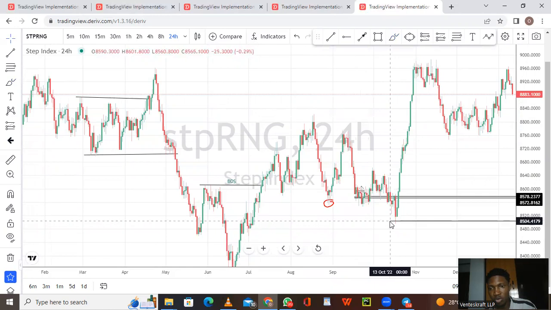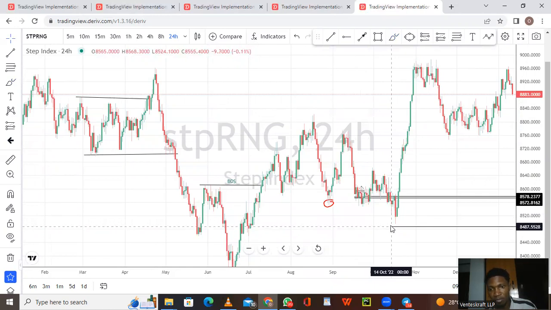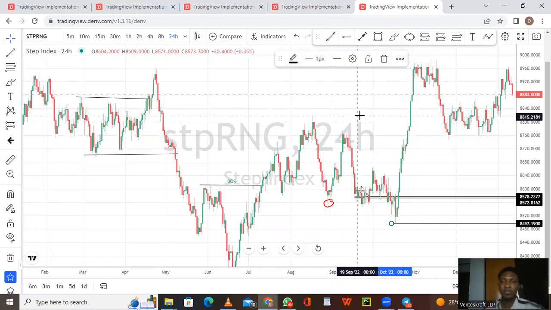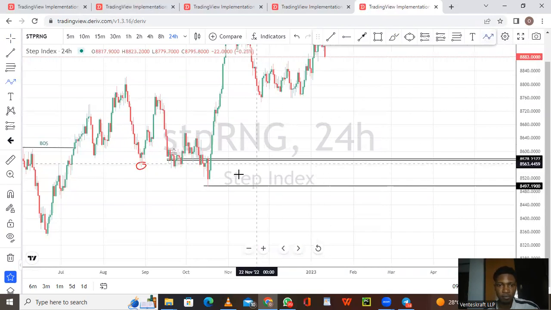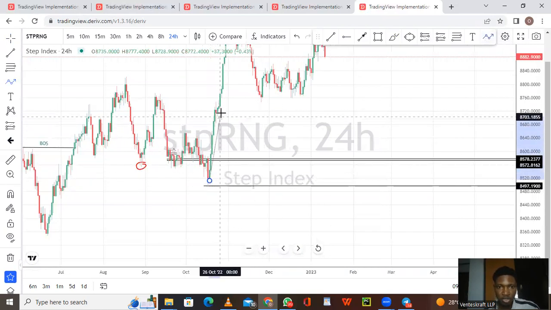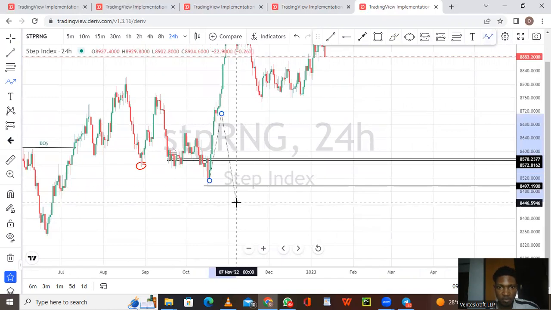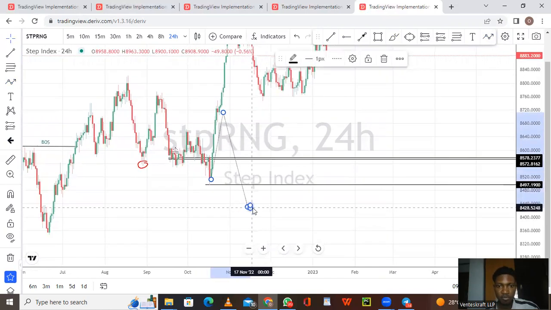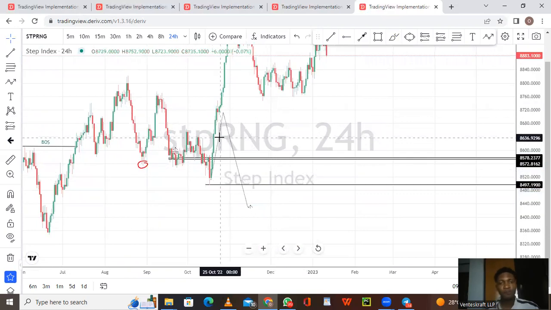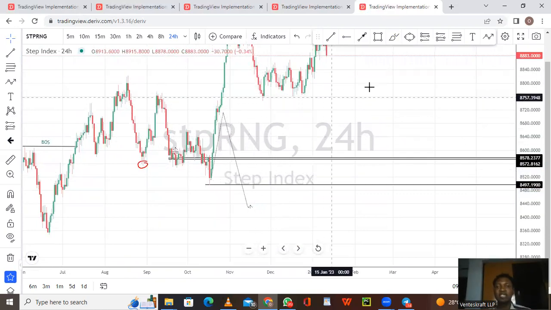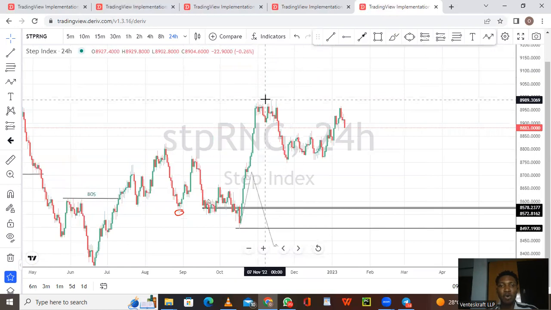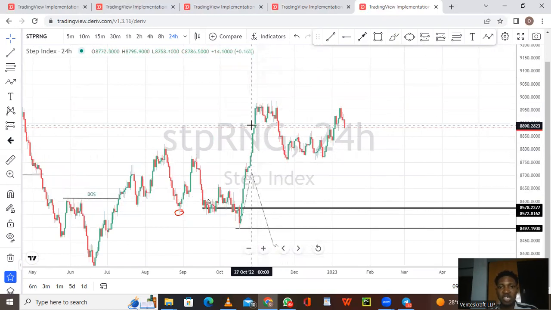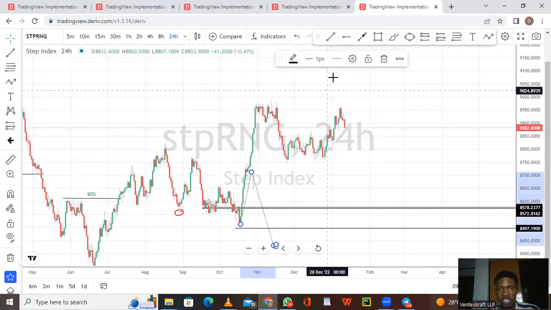But what happened? After this lower low was created by the market, we expect that there will be a kind of pullback to some certain extent to create a new lower low, so that we can confirm that this market is now a bearish market. But instead, the market came all the way up here to create a new higher high.